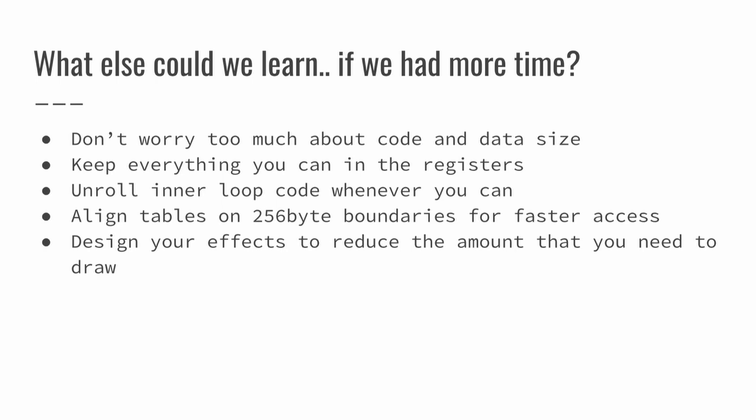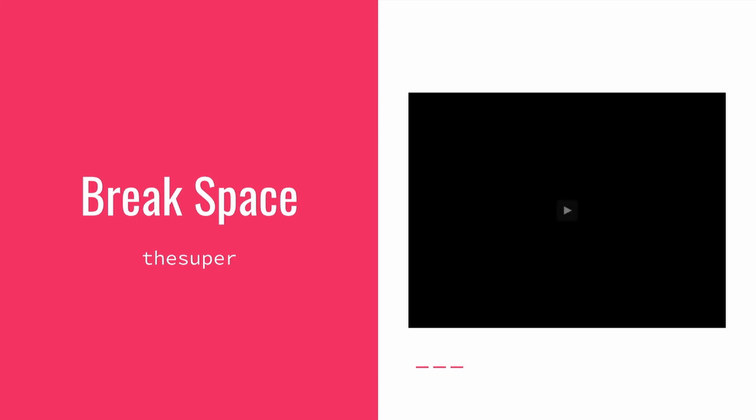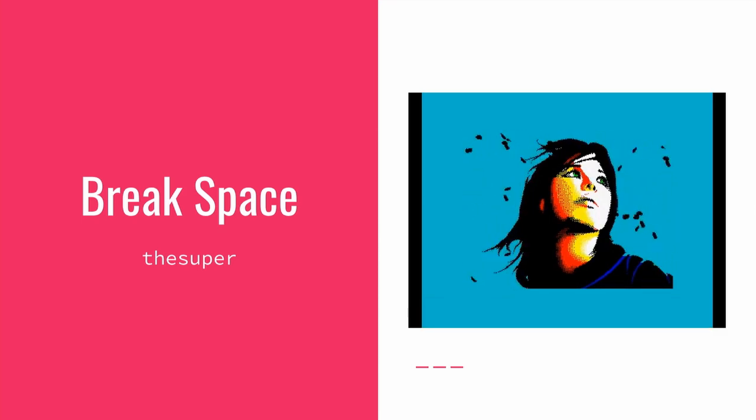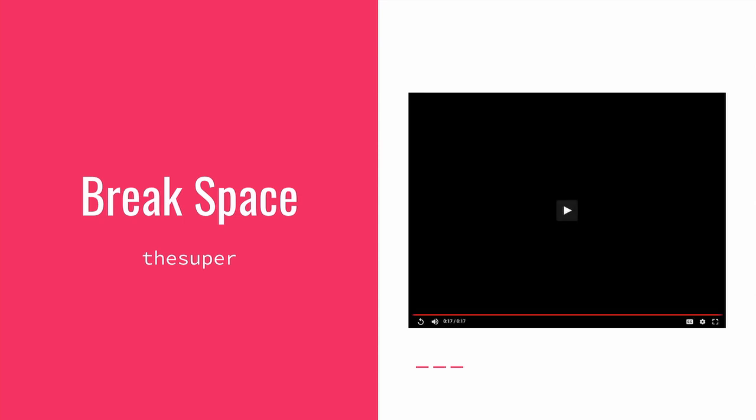Design your effects to reduce the amount that you need to draw. So what do I mean by that? Here's a good example. There's a fair amount going on in this screen, so the code is non-trivial. But the key thing is, in the middle of the screen is a big static image. It looks great, but we're never updating that image, so we're saving ourselves a lot of time.